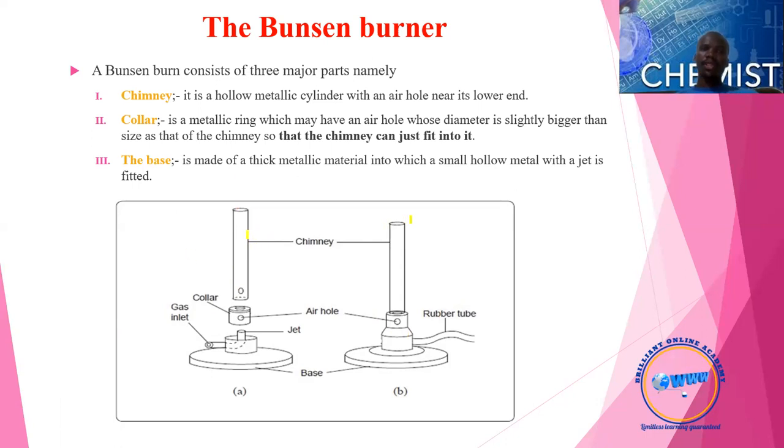We have said the chimney is a hollow metallic cylinder with an air hole near its lower end. It is a hollow metallic cylinder, which means there is a hole inside it. That hole is what allows the flame to penetrate. Again, it has an air hole at its lower part.